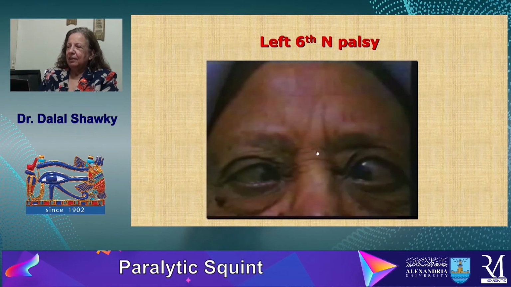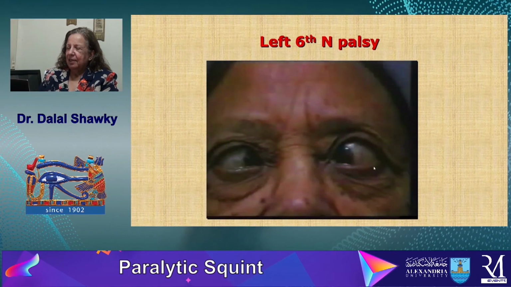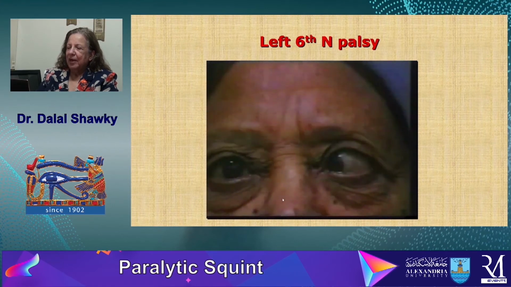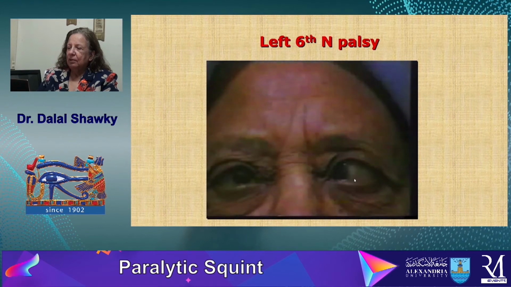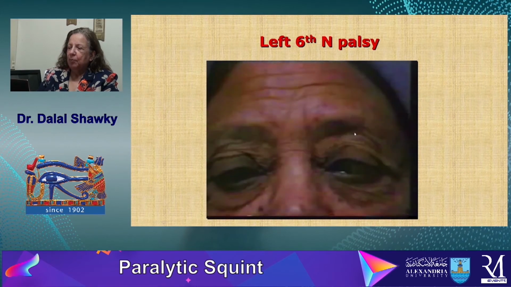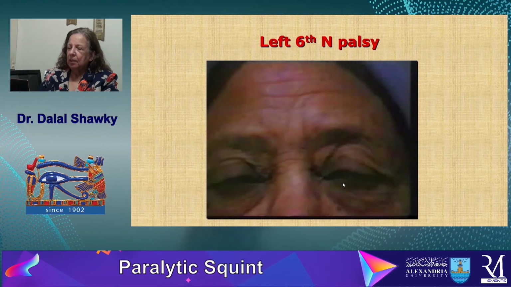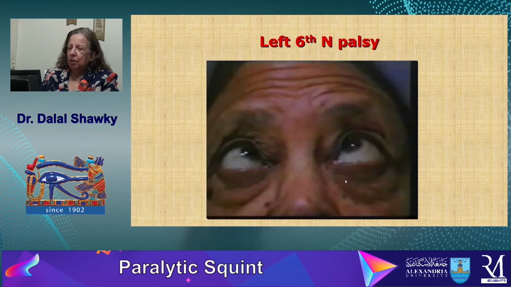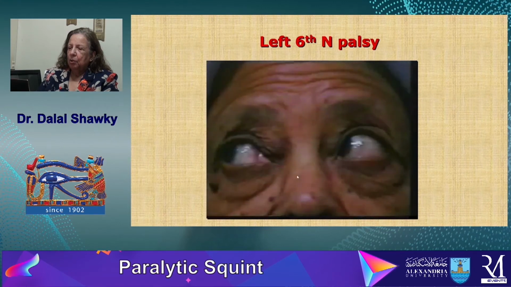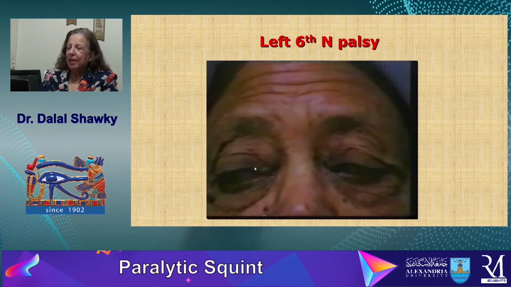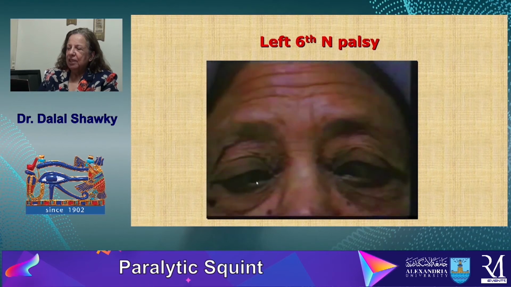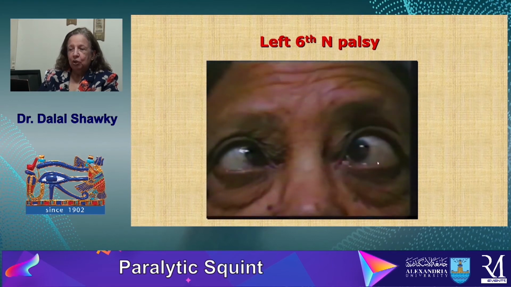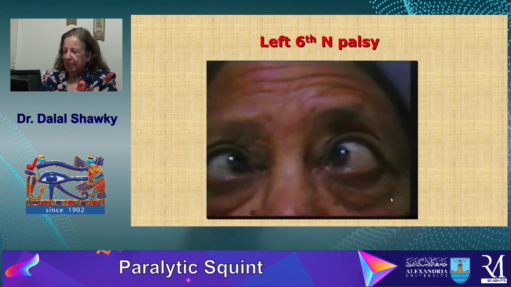Left lateral rectus paralysis here. To the right, both eyes are parallel. To the left, maximum deviation, up normal, down normal, up normal, again, down normal. Looking to the right, no deviation, no angle of deviation. And the deviation is variable, maximum when looking here in the direction of action of the paralyzed muscle, which is the lateral rectus.